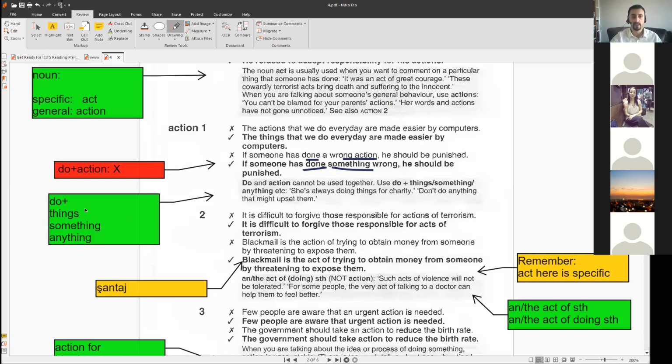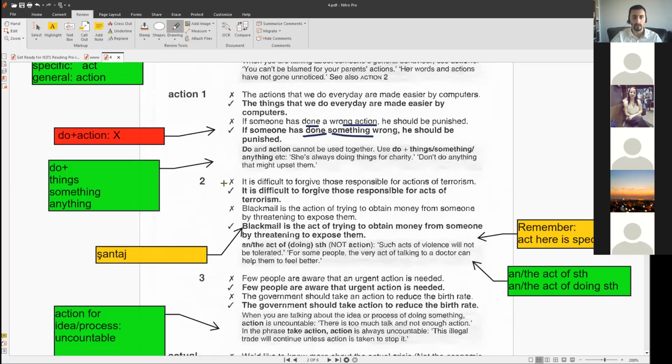As you see here, for do, we use do things, do something or do anything. But we never say do action. All right, and thank you so much. So the collocation, you know collocation. Collocations are the words that come together. For the action, do is not the collocation. The collocations for do are something, anything, or things.